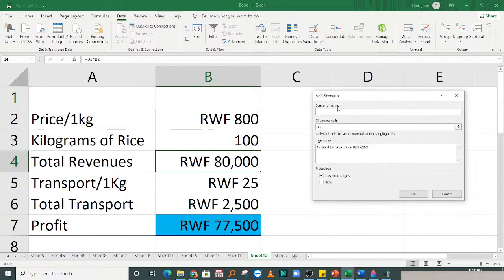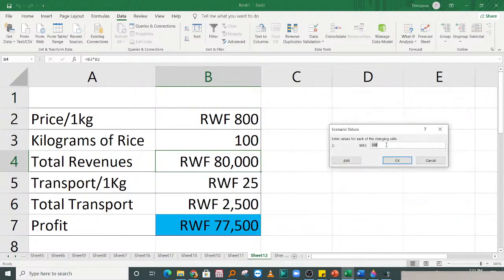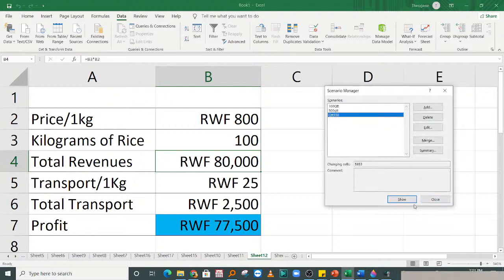I add another scenario, for example for a quantity of 350 kilograms. So 350, I click okay to 350. So I click okay. What will be the profit?